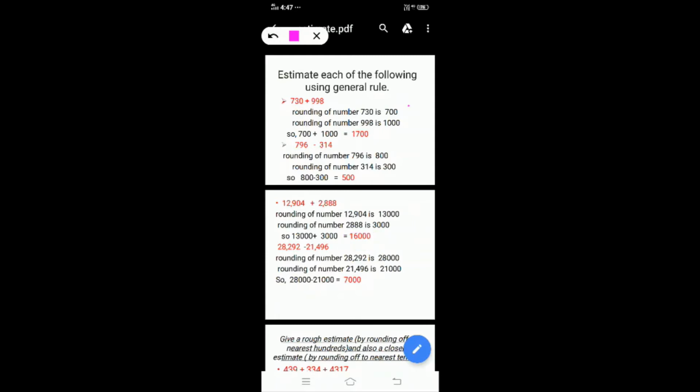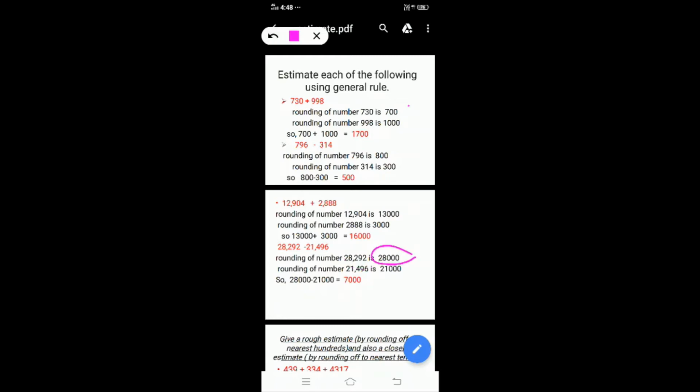Question number 4 is 28,292 minus 21,496. Rounding the number 28,292, you have to round to the nearest 1000. Again, you have to compare 292 with 500. 292 is less than 500, which means there is no addition in the 1000 place, and the number becomes 28,000.